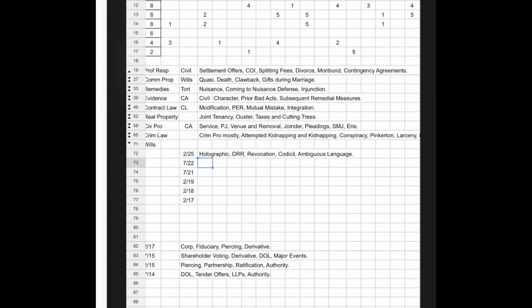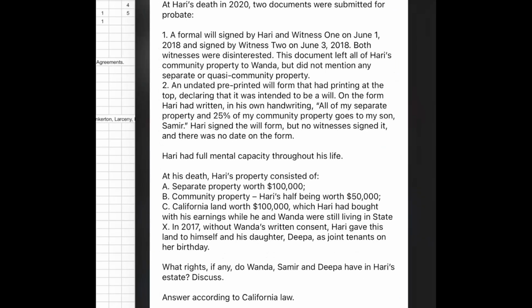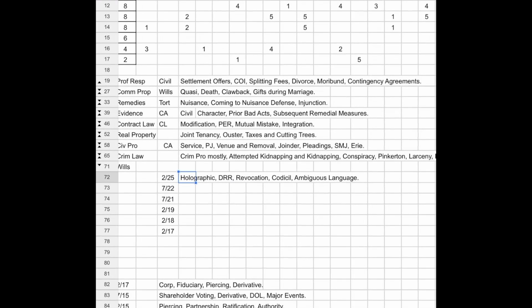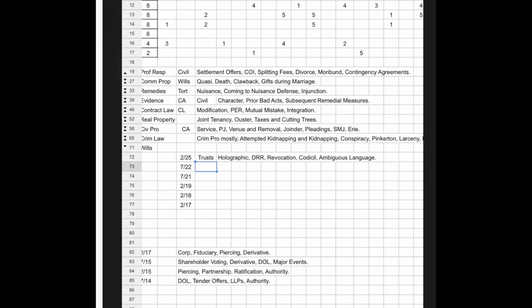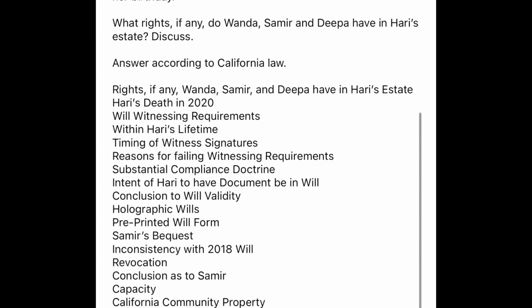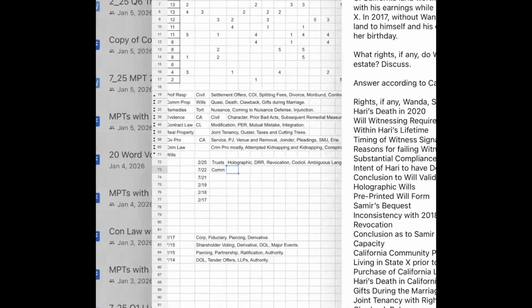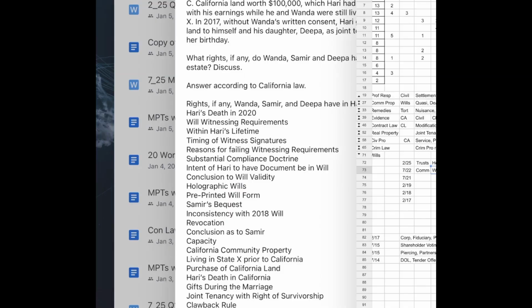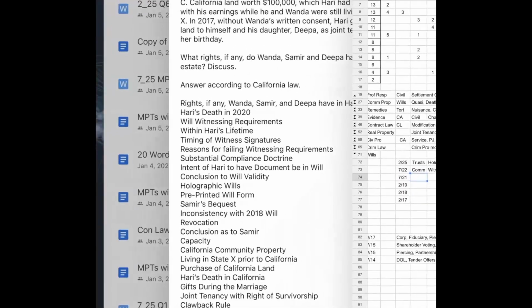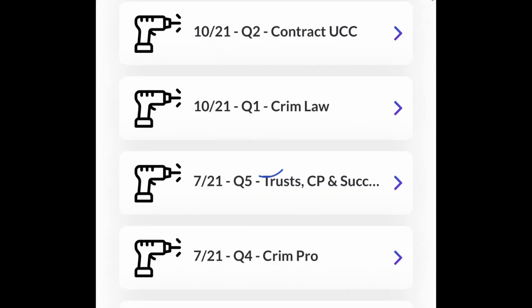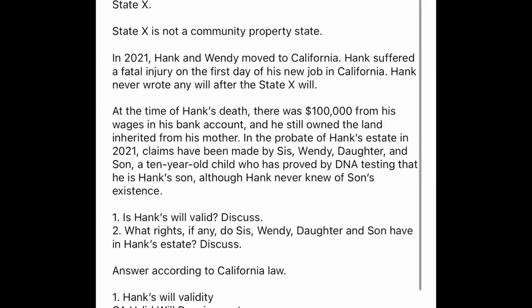Okay, 7/22 wills. I should say what it's crossed over with. Let's move this over. So it's crossed over with trust. Okay, and then this one was crossed over with community property. So take a look at this. Witnessing, substantial compliance, holographic, pre-printed wills, pre-printed capacity, and then it goes back into community property. Capacity. Okay, 7/21. Crossed over with trust and CP, community property.